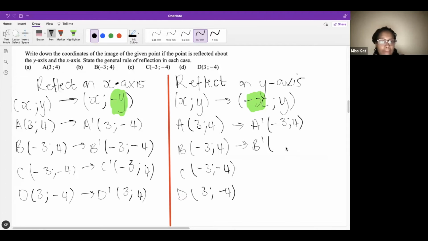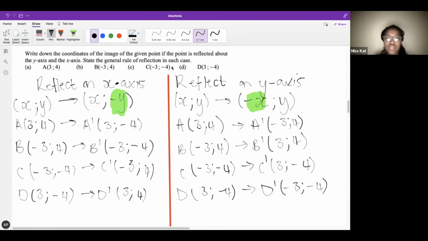Nice. B prime is (+3, 4). Nice. C prime is (+3, -4). Nice. And the last one is D prime (-3, -4). Beautiful, Tando. Yes, ma'am. We're getting it, guys. We're getting it. Actually, we've gotten it. I think we got it.